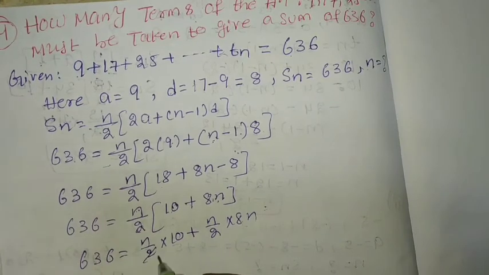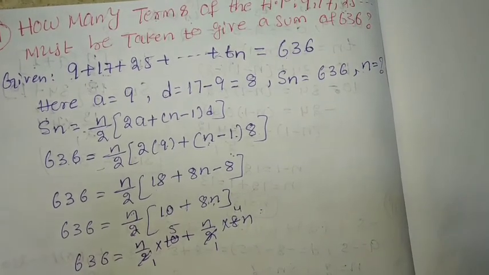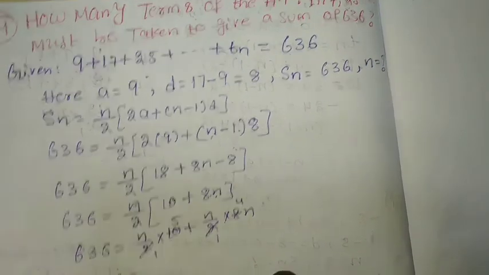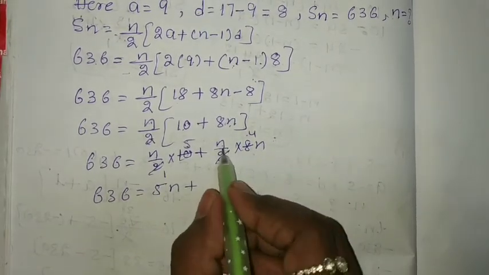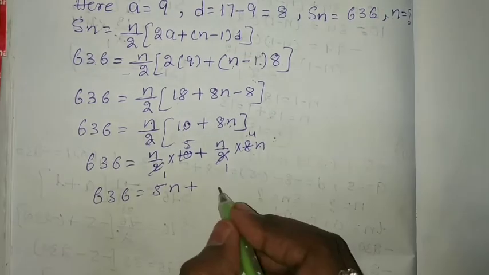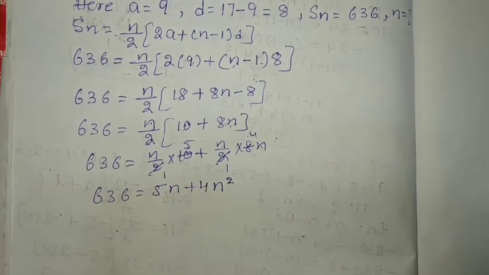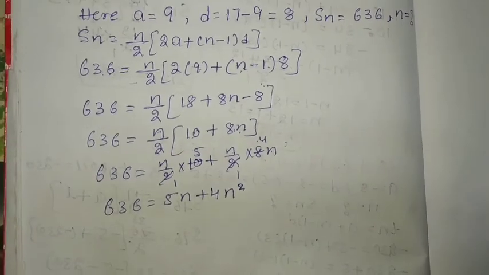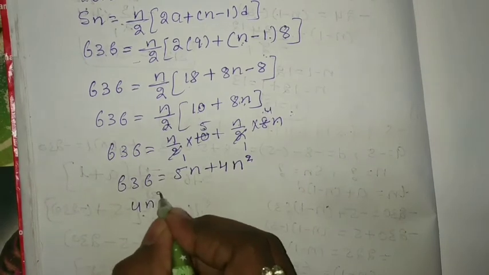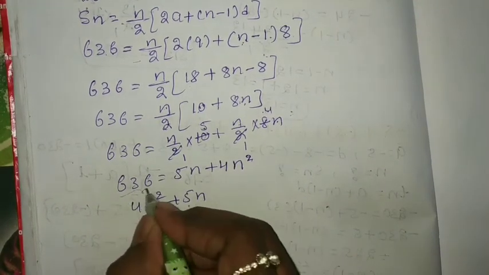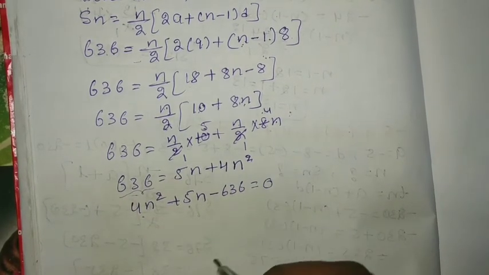Now you can cancel: 2 ones are 2, 2 fives are 10, and 2 ones are 2, 2 fours are 8. Now what is remaining here? 636 is equal to 5 into n, 5n, plus 4 into n into n, n square. So write 4n square. Now you can write it like this: 4n square plus 5n, and 636 will become minus 636, equal to 0.